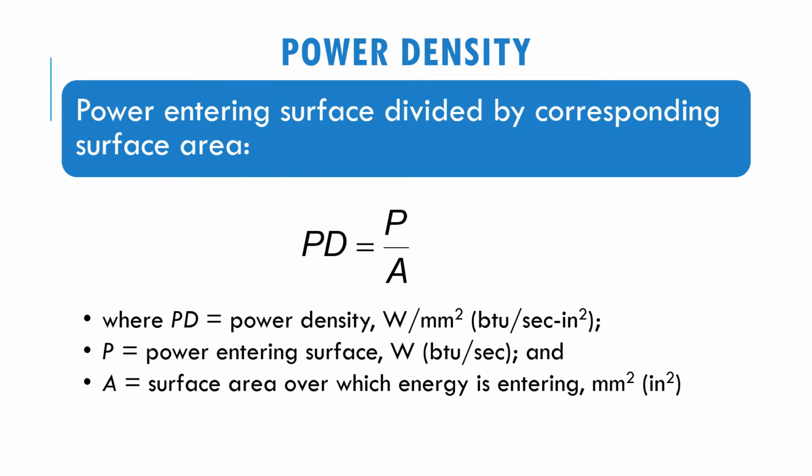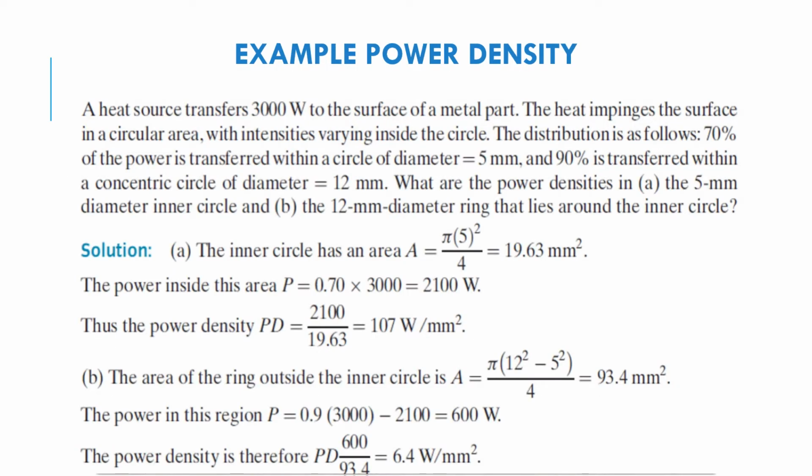Power density is the power entering the surface divided by the corresponding surface area. It can be calculated using PD equals P over A, where PD is the power density in watt per mm squared, P is the power entering the surface, and A is the surface area over which energy is entering. So let us see an example for power density.